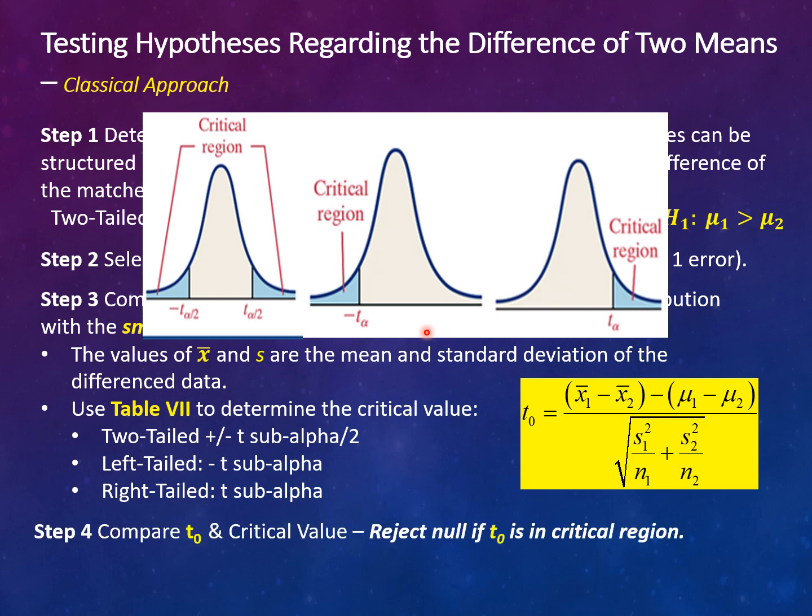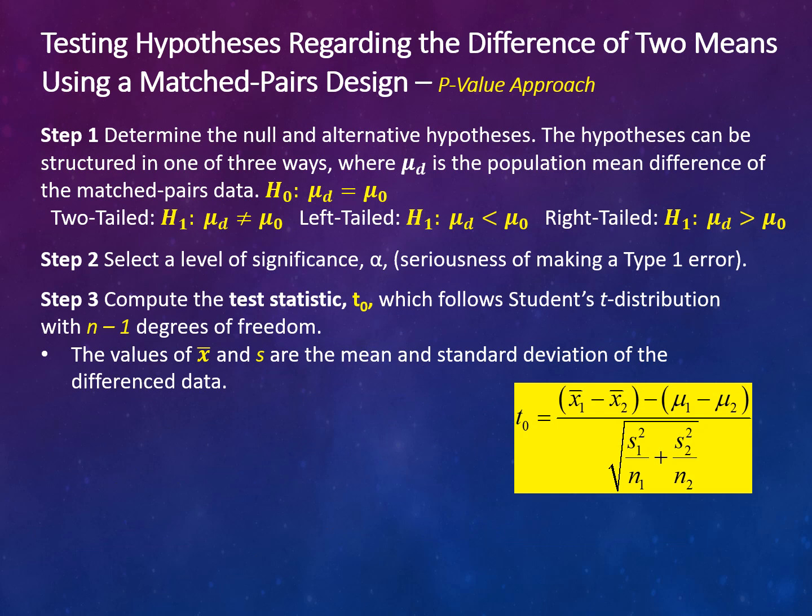From there, we then compare our test statistic with the critical value that we found in the table, and we reject the null if the test statistic is in any of these critical regions, depending upon which approach we're using. Again, none of this is new. The only thing new here so far is the test statistic that we're looking at. And then, of course, we state the conclusion.